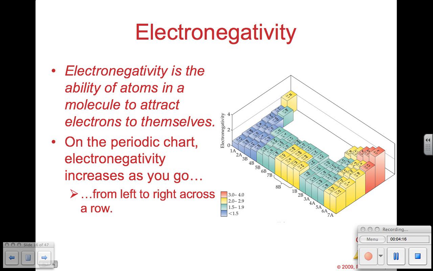comparing it. So on the periodic table, electronegativity increases as you go from left to right across a row and from bottom to the top of a column. Okay, so it increases as you go up a column. And then obviously, looking at the diagram, there are some exceptions there in the transition metal area.